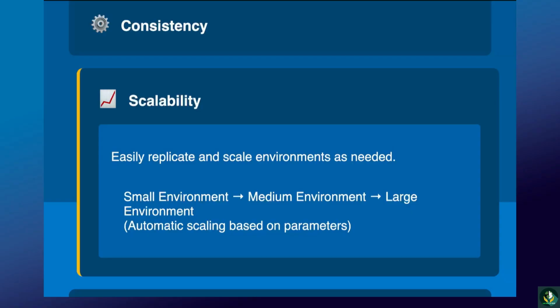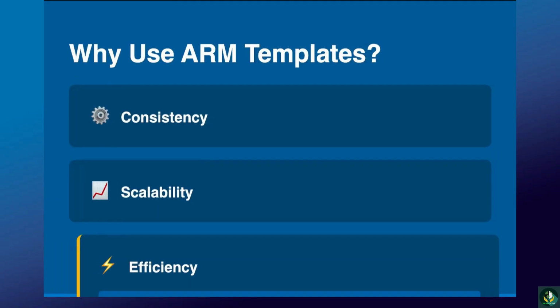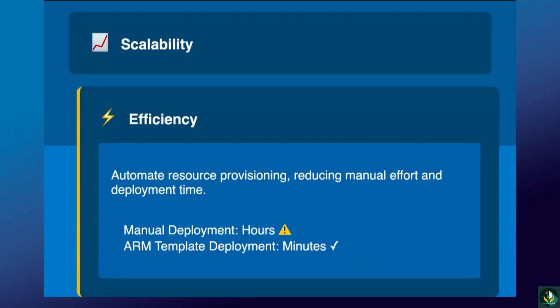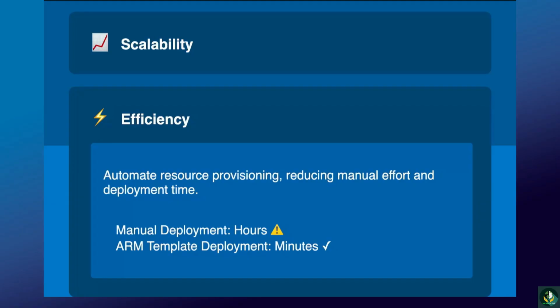Now, the efficiency gains from using ARM templates are substantial. Rather than performing manual steps for each deployment, the automated process handles resource provisioning. This automation significantly reduces deployment time and minimizes the risk of human error during setups.